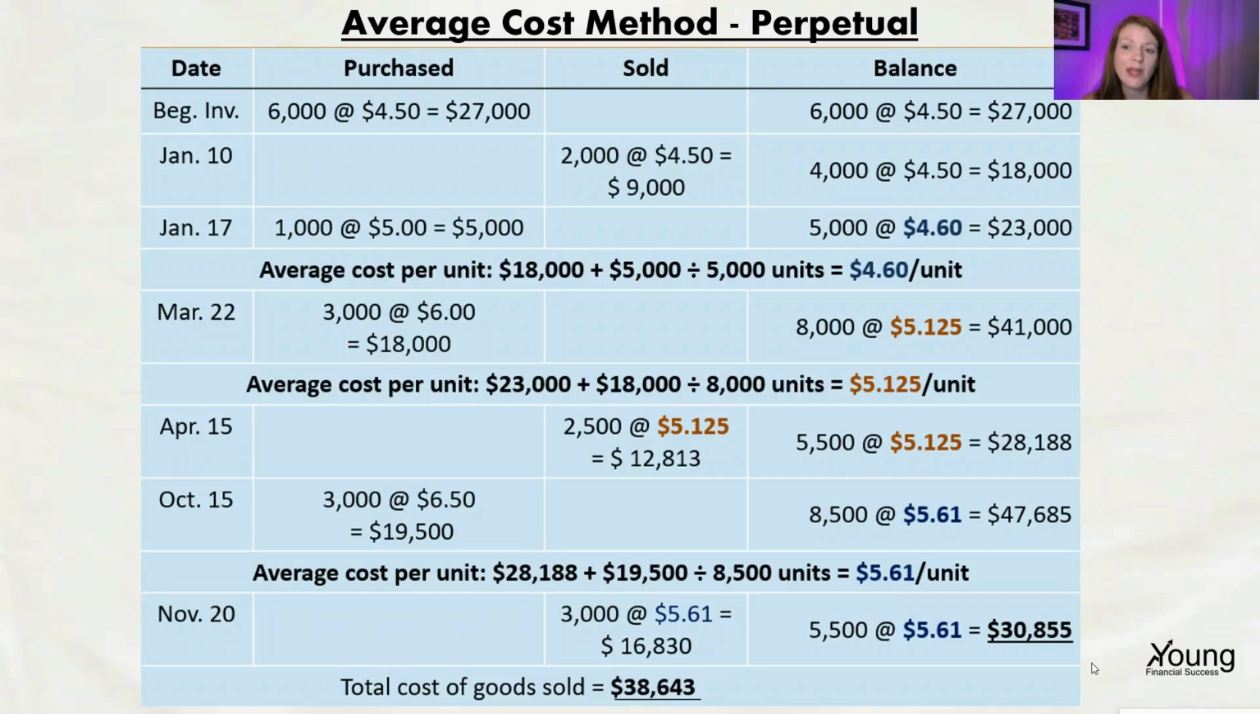Then we sell some on April 15th. We don't have to recalculate an average on April 15th. We're just going to use that $5.12 times the 2,500 units we sold. So our cost of goods sold on April 15th is $12,813. So now we have 5,500 units left at the $5.12. So our total ending inventory as of April 15th is $28,188.